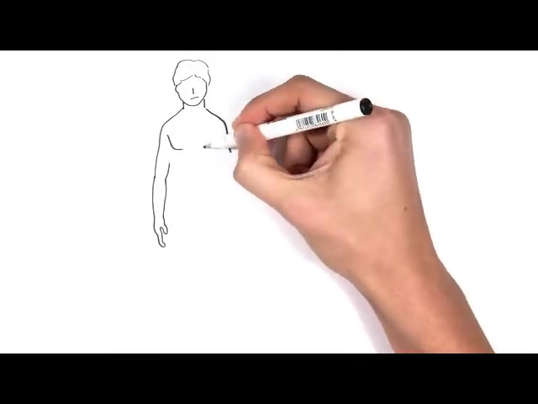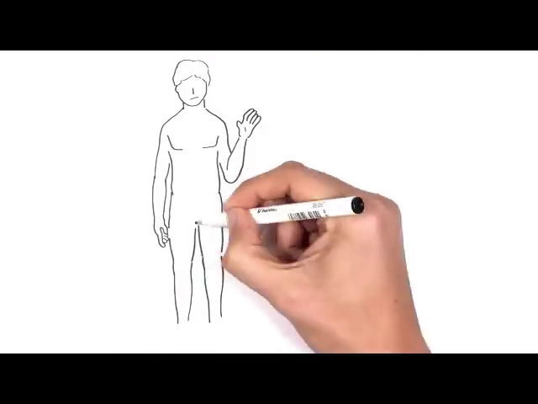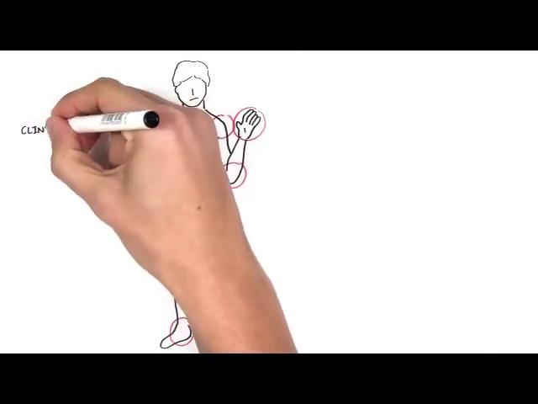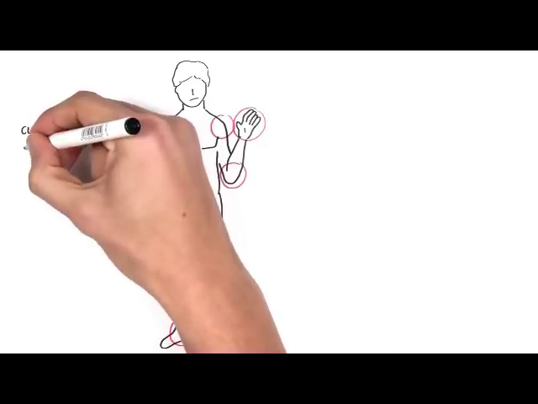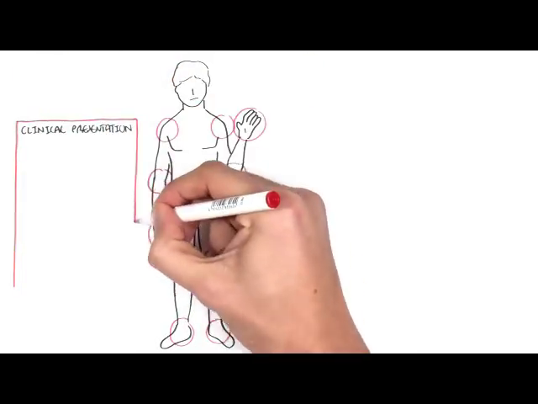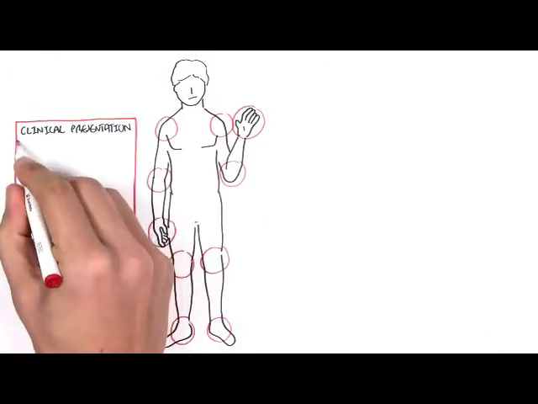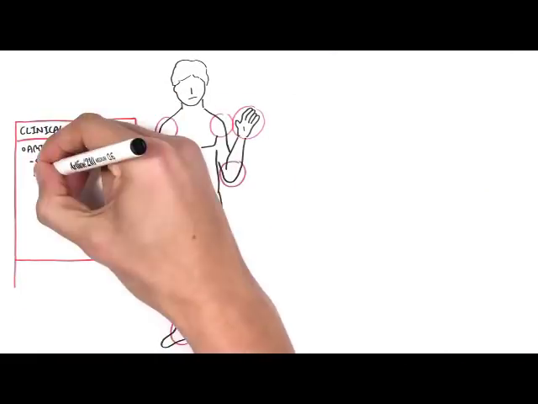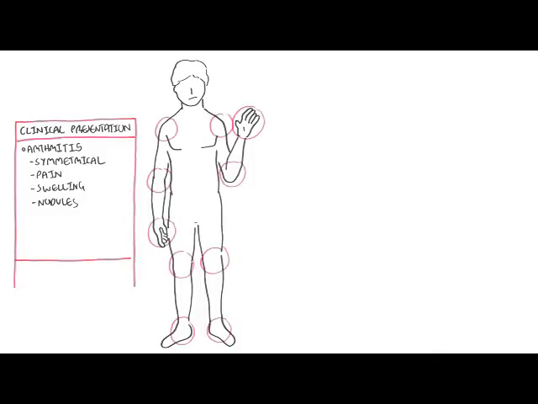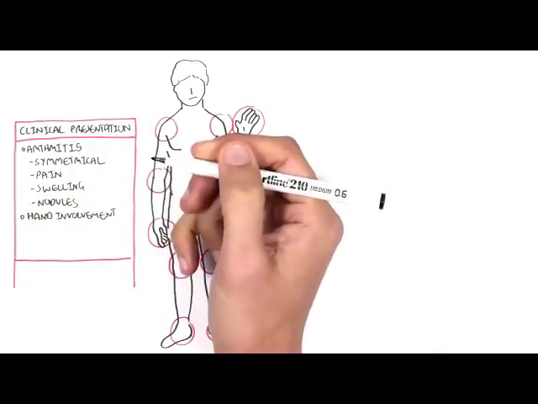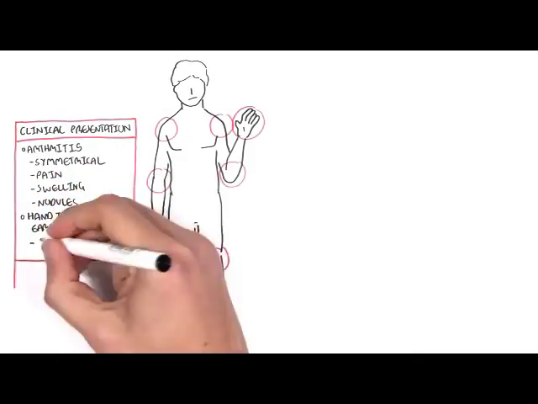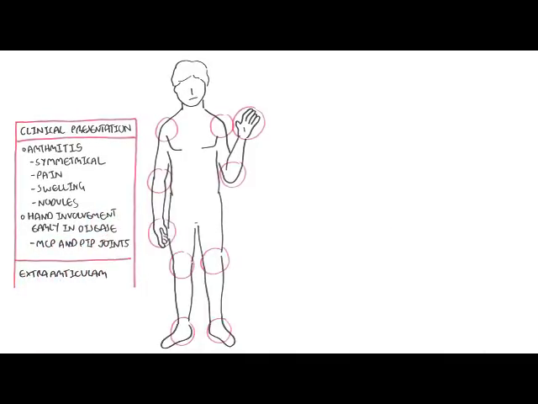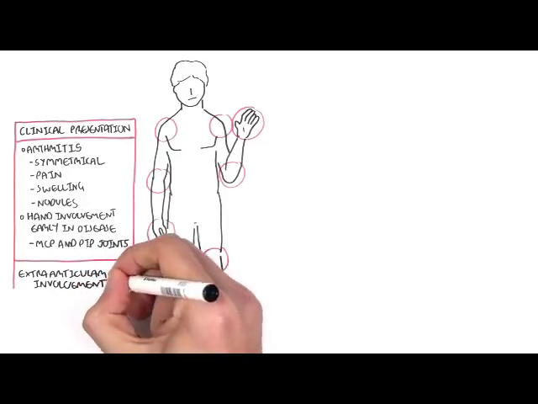Hello, in this video we're going to look at rheumatoid arthritis, which is a systemic rheumatological disorder affecting multiple joints. The clinical presentation of rheumatoid arthritis is arthritis, which is symmetrical. We have pain, swelling, as well as nodules around the area. Hand involvement is early in the disease and affects the metacarpophalangeal and proximal interphalangeal joints. In rheumatoid arthritis, there's also extra-articular involvement, which we will look at later on.